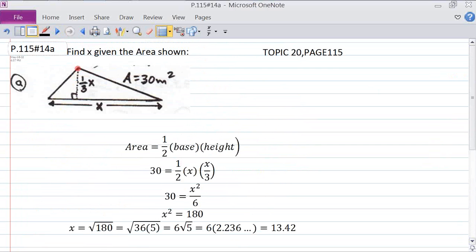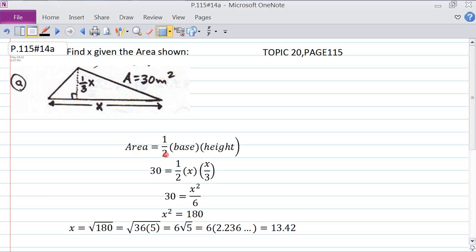Here we're given a triangle, and this is the altitude here. How do I know that? Because that is the 90-degree angle. This little square indicates this. So this is the base, and this is the height.